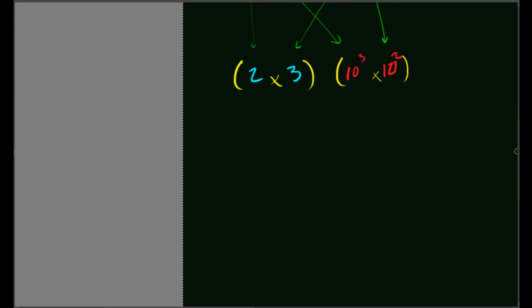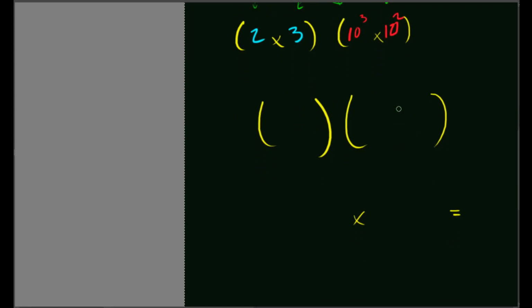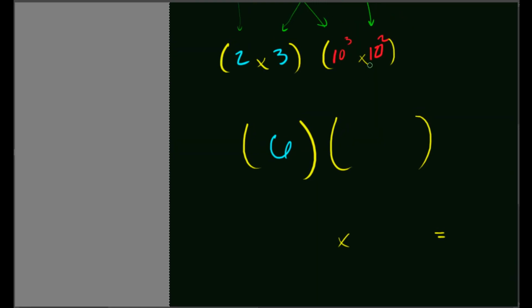Alright, so now what can we do? We can simplify this. What's 2 times 3? That's 6. What about 10 to the third times 10 to the second? When we multiply exponents, we just add them together. So that would be 10 to the fifth. 3 plus 2 is 5, so 10 to the fifth.